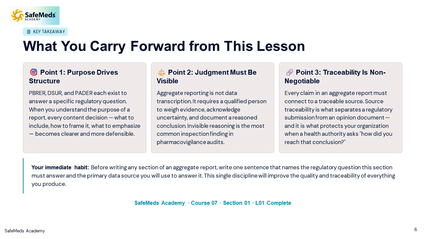All right, let's wrap up with our key takeaways for this introductory lesson. Point 1. Purpose drives structure. When you understand exactly why a PBRER or DSUR exists, every content decision you make becomes clearer. Point 2. Your judgment must be visible. You are not just a data transcriber. You are an evaluator. If your reasoning is invisible, you will fail an inspection. Point 3. Traceability is absolutely non-negotiable. It is what separates a regulatory submission from a mere opinion document.